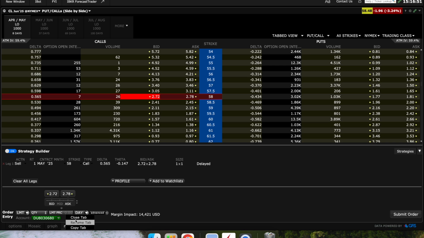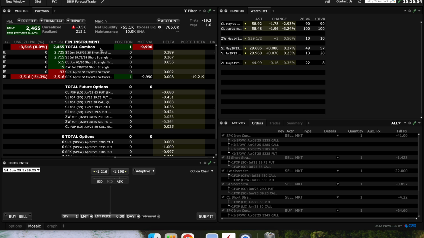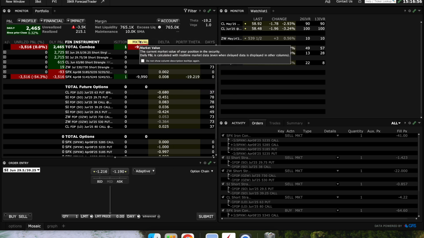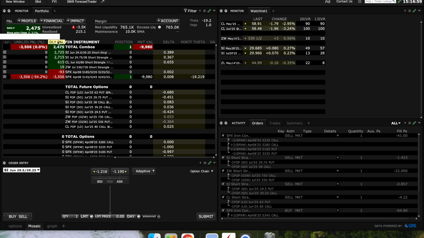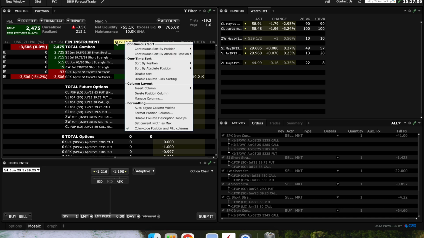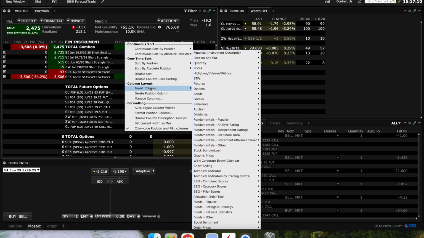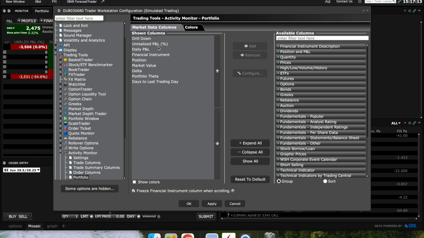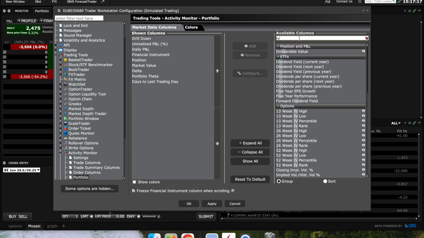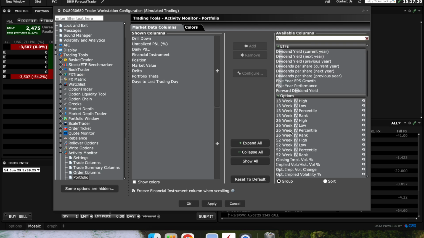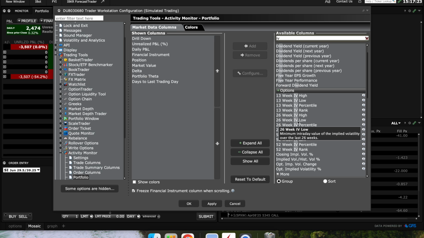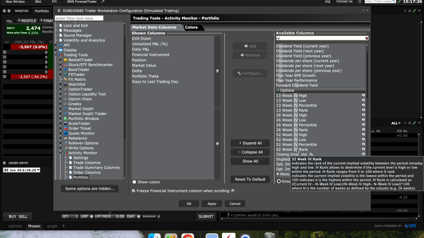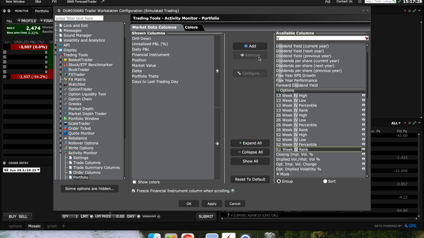Now, let me close this tab and let's go over here, because I also customize my portfolio window. So what I do is I right click, doesn't matter on which column, and we can go to manage columns. Then you can see we can choose whatever we want. We can choose, let's say, IBKR or implied volatility, dividends. We have 26 week IB low, 52-week IB rank, which is just IBR. So we can click add.